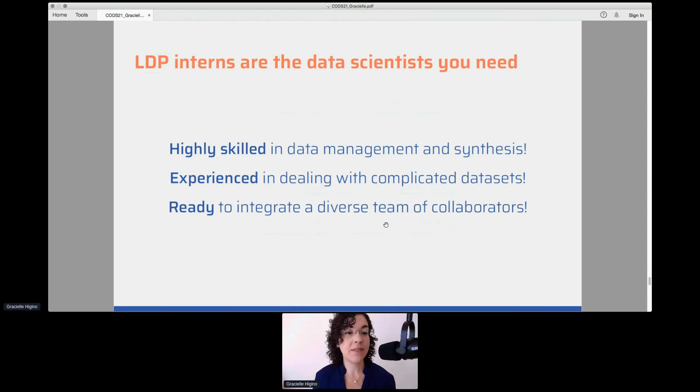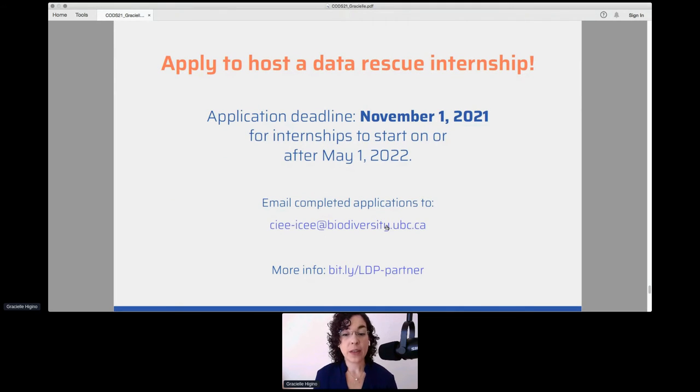So I believe that at the Living Data Project, interns are the data scientists that you need. They are highly skilled in data management and synthesis. They are experienced in dealing with complicated data sets, and they are ready to integrate a diverse team of collaborators. So you can be involved by applying to be a host in data rescue internships and letting people know that we have this funded working group, this funded internship, so students can apply to.